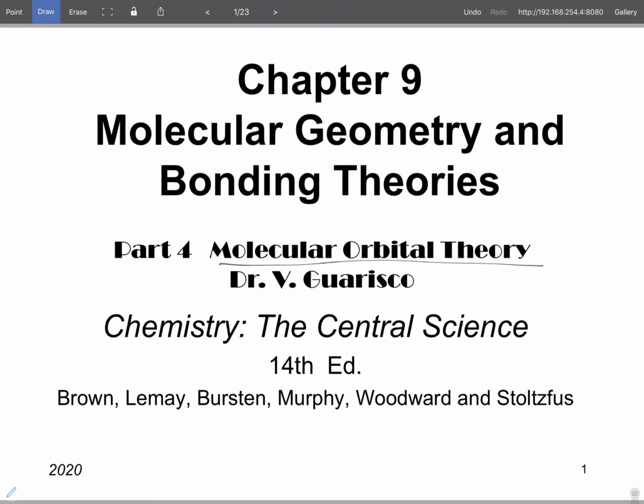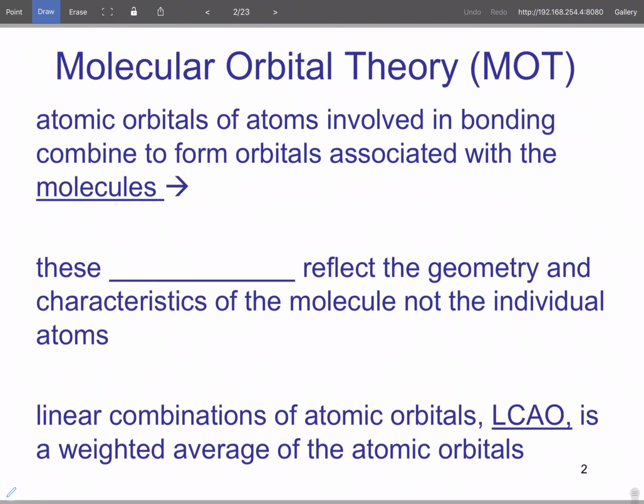Bonding is the molecular orbital theory. And the molecular orbital theory, as the name implies, goes over the entire molecule. Okay, the molecular orbital theory, or MOT, involves the atomic orbitals of atoms involved in bonding combining to form orbitals associated with molecules. So the electrons are delocalized into the molecule, or throughout the molecule.